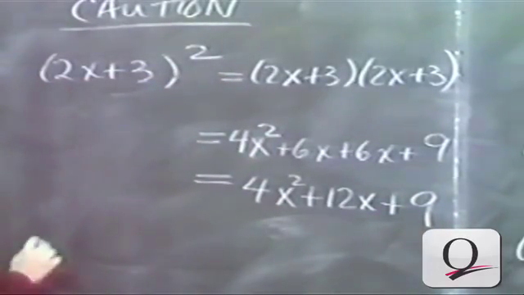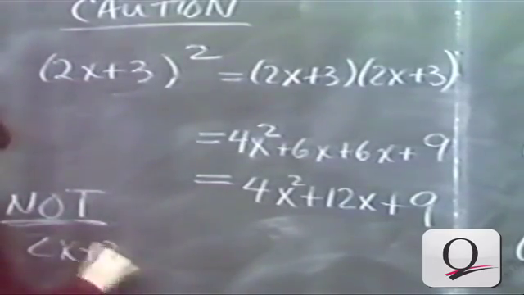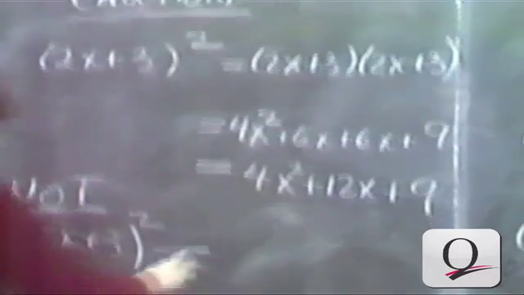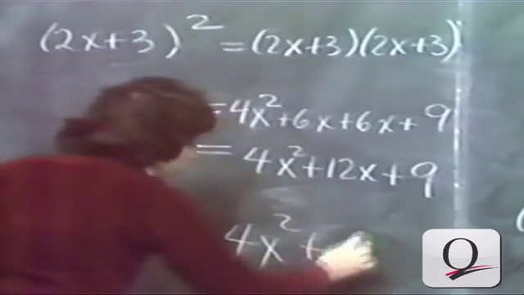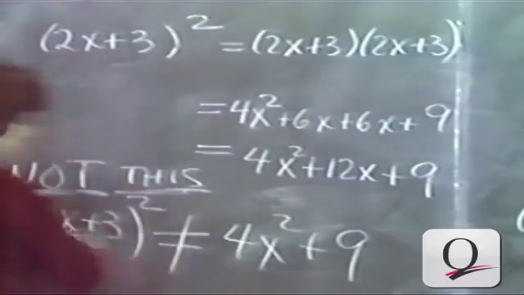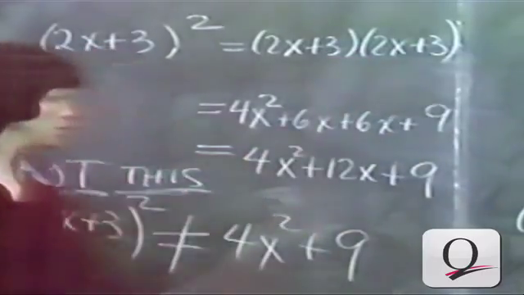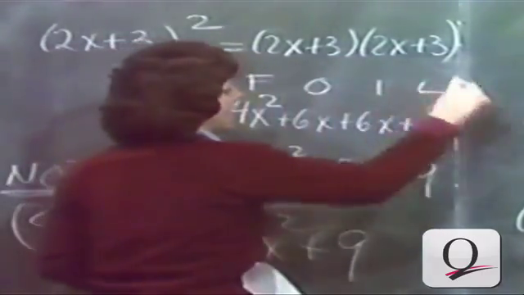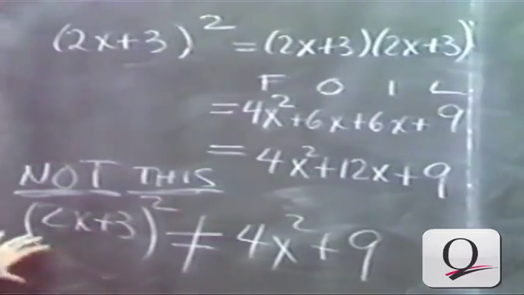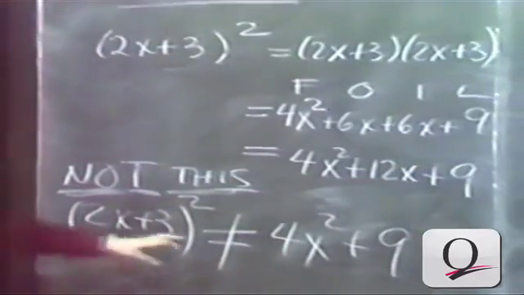The problem here is that sometimes people get sloppy and they say 2x plus 3 squared, well, I'll square the first and I'll square the last. You don't do it this way. This is not equal to this. You multiply it. It's a binomial times a binomial. You can do it first, outer, inner, last. Don't get careless and say, well, I'll just square the first and I'll square the last. It doesn't work that way. It is 4x squared plus 12x plus 9, not just 4x squared plus 9.